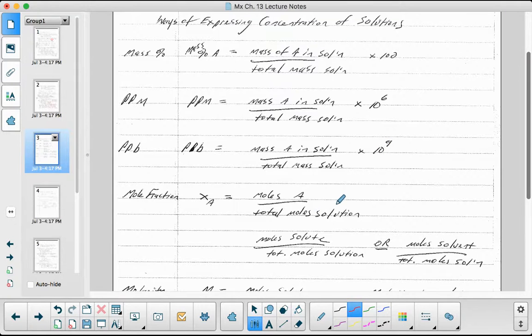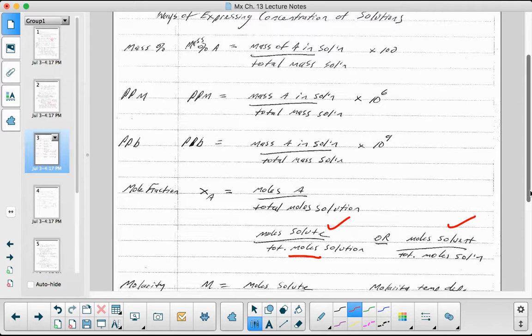Another important concentration measure is mole fraction. Mole fraction is just the fraction of the number of moles in the total solution. You would look at it as either the moles of solute over the total moles of solution, or the moles of solvent over the total moles of solution. If you were asked to find the mole fraction of the solute, you would use this equation, and for the solvent, you would use this equation.